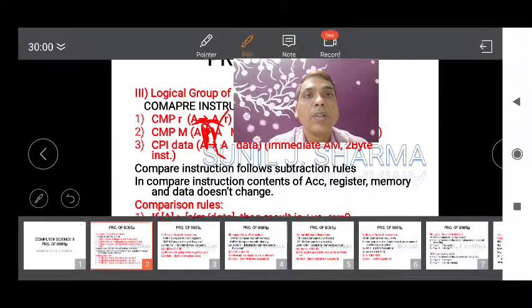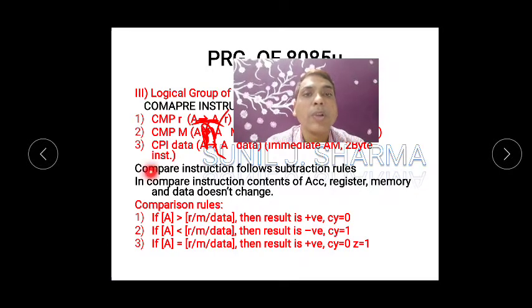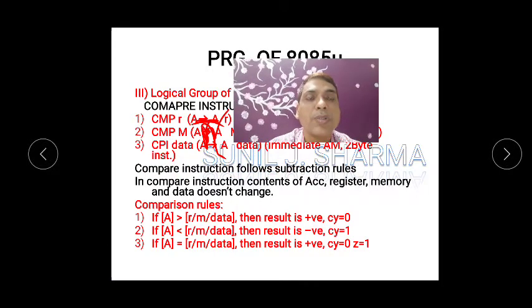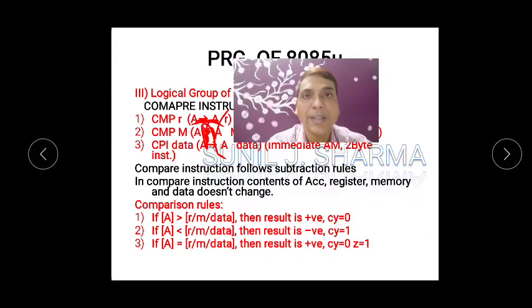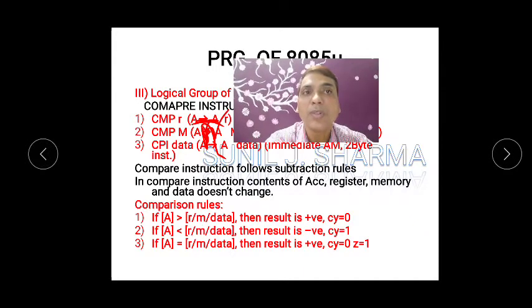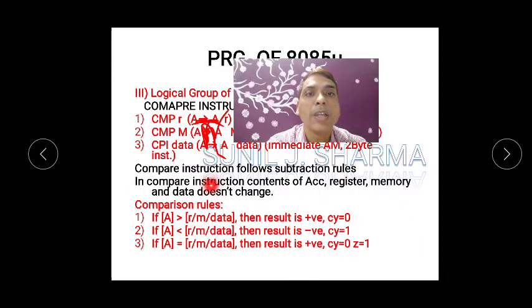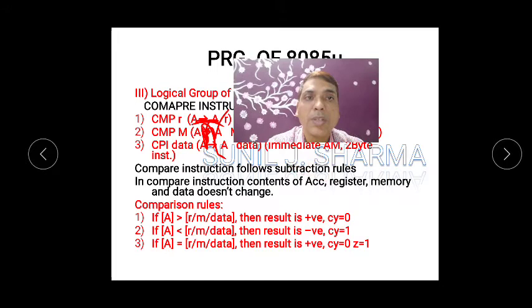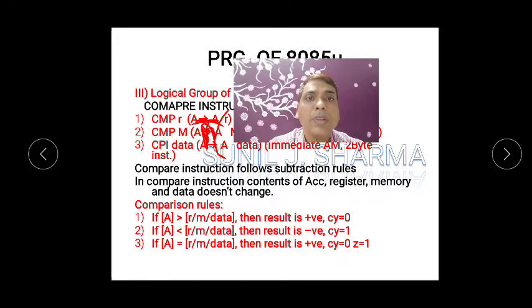Now what is very important is that compare instructions follow the subtraction rules. Actually they don't subtract anything, as I was telling you, but they follow the subtraction rules. In a compare instruction, the contents of the accumulator, register, memory and data do not change. This is very important. It will not change the contents of any register, memory or data, not only the accumulator.